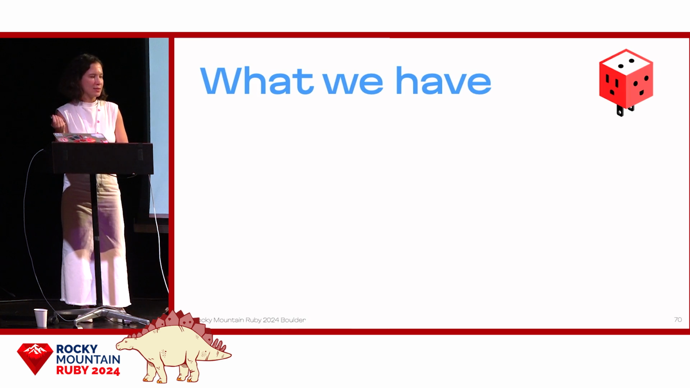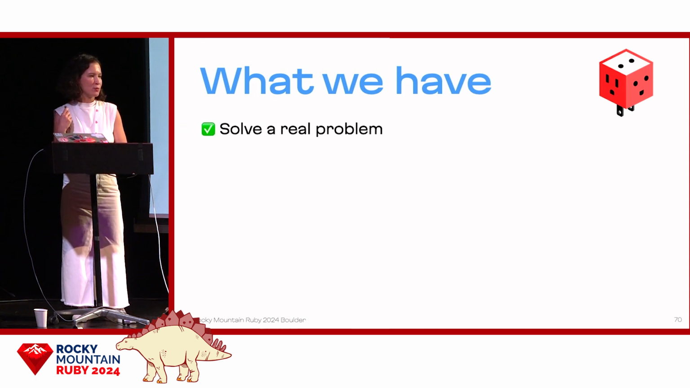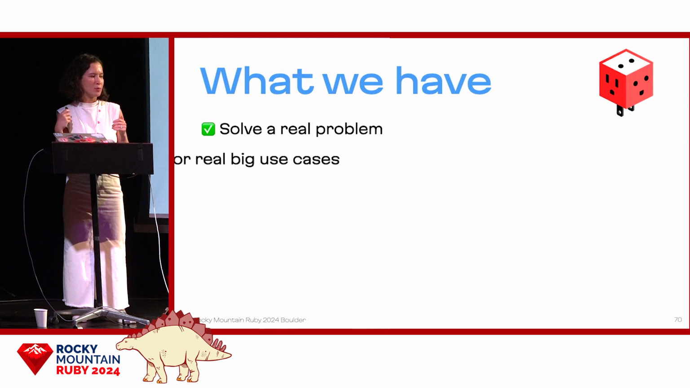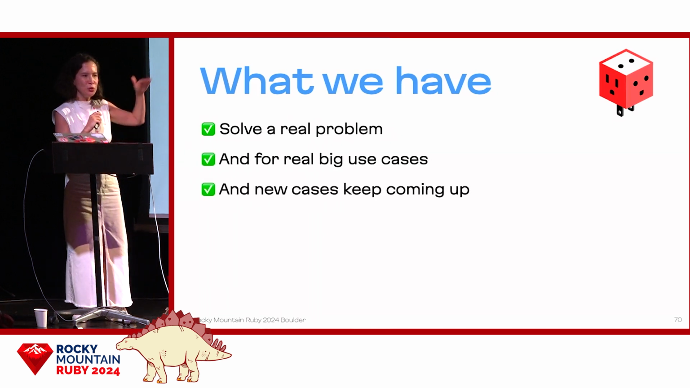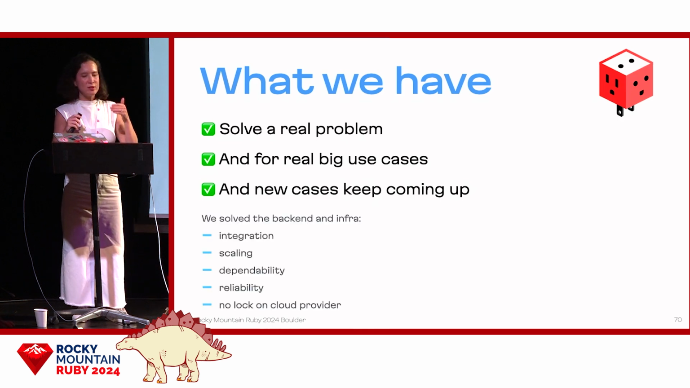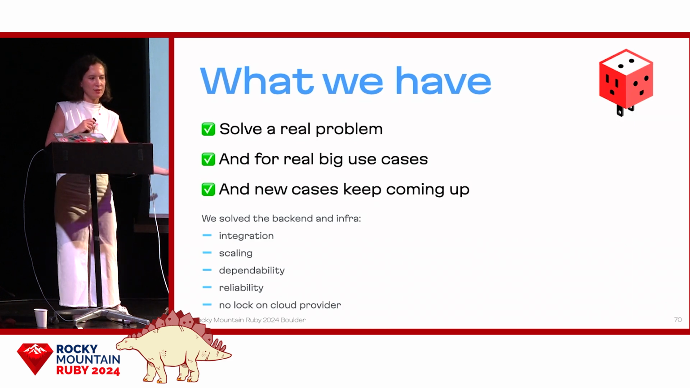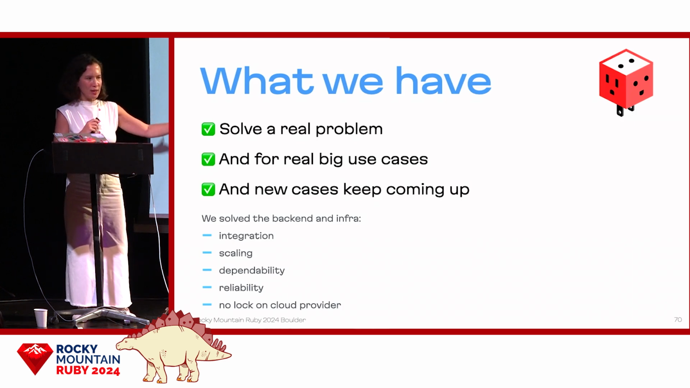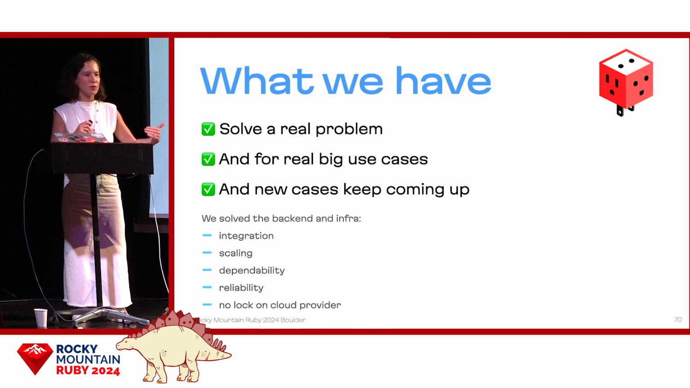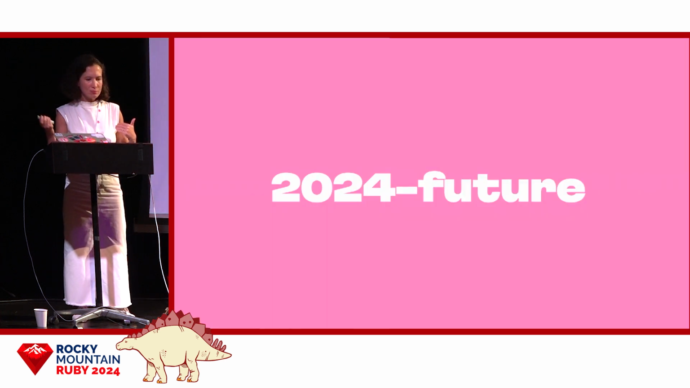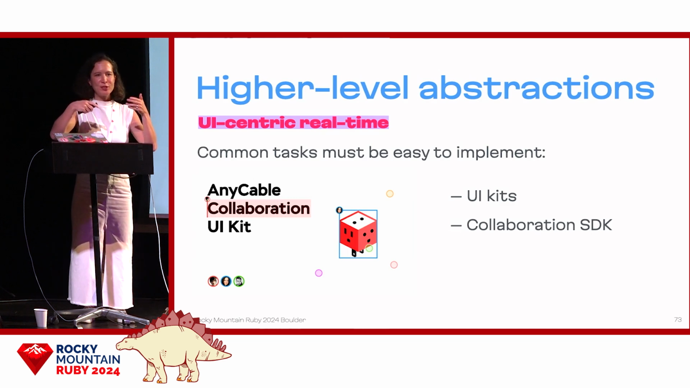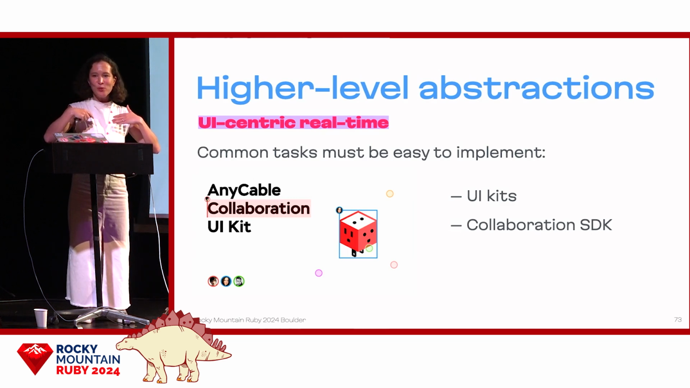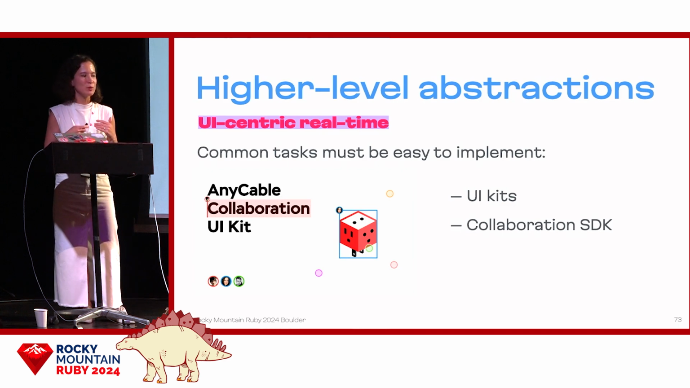And this is what we have, right? We're solving a real problem for really big use cases, and we noticed that new use cases keep coming up. And we solved this problem on the backend side, with reliability and scalability and all of that. But many things are missing, and I wonder if you have ideas, let me know after this what you feel is missing.